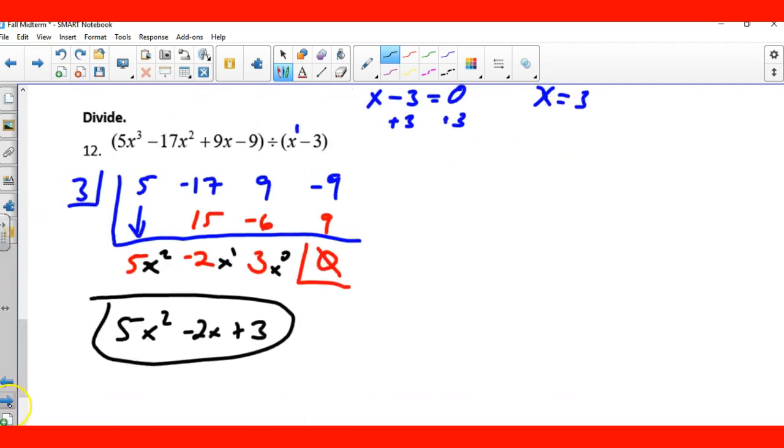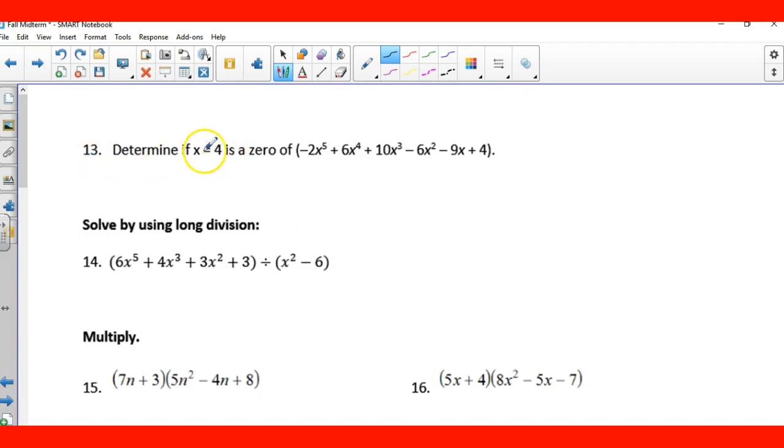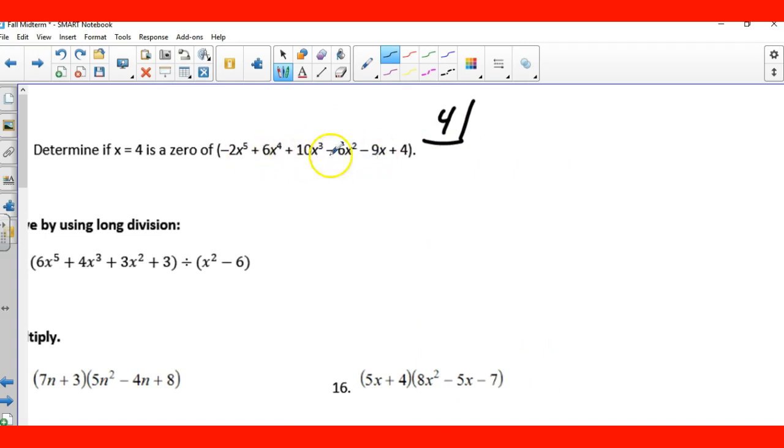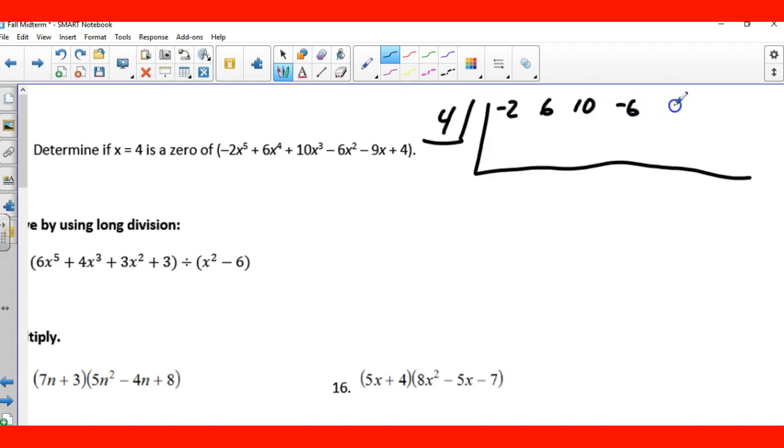Now, let's go ahead and look at right here. Determine if x equals 4 is a 0 of this polynomial right here. Alright, so again, we're going to use synthetic division. X is 4. We know that. Now we have the coefficients: negative 2, 6, 10, negative 6, negative 9, and 4. 5, 4, 3, 2, 1, 0.